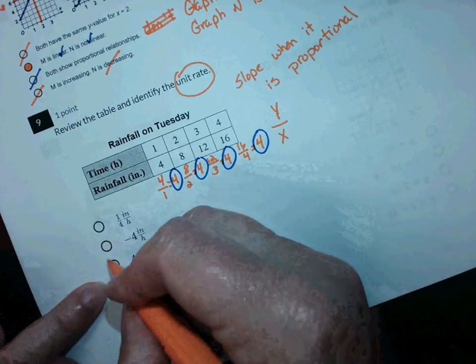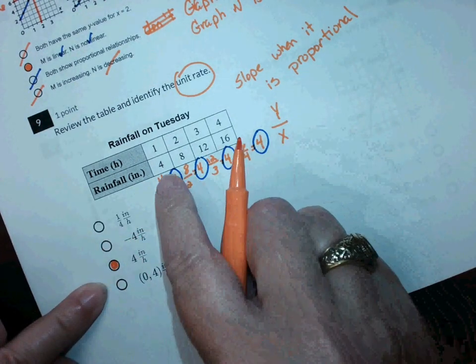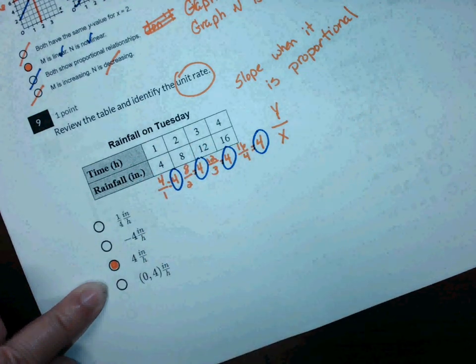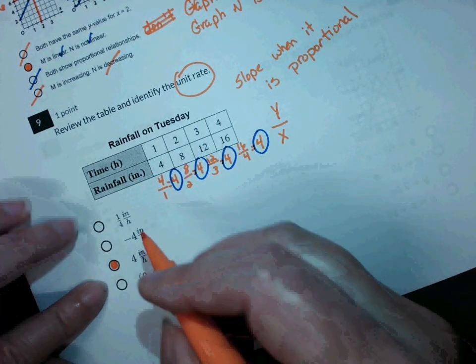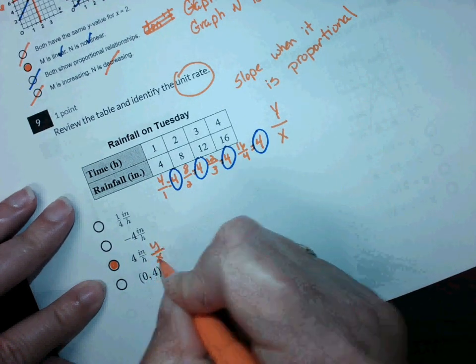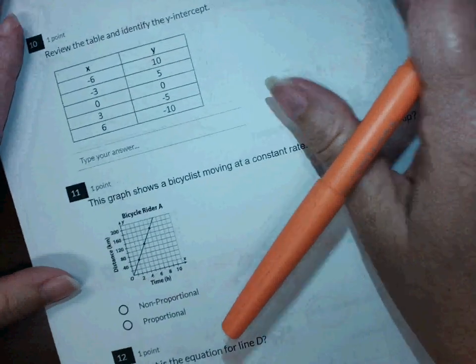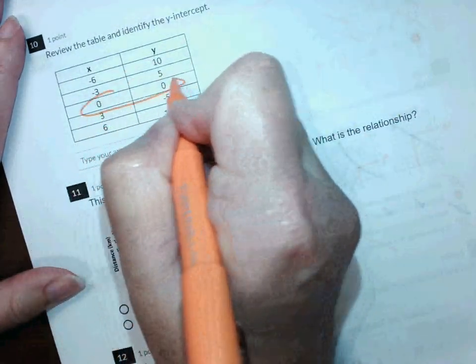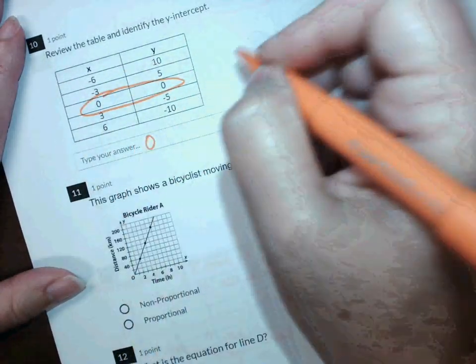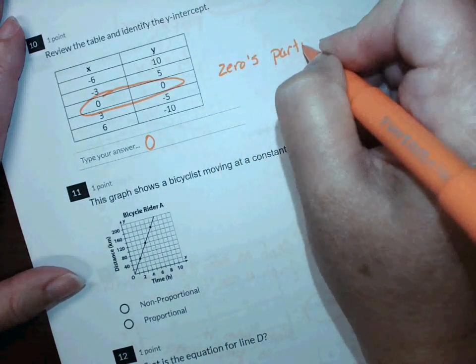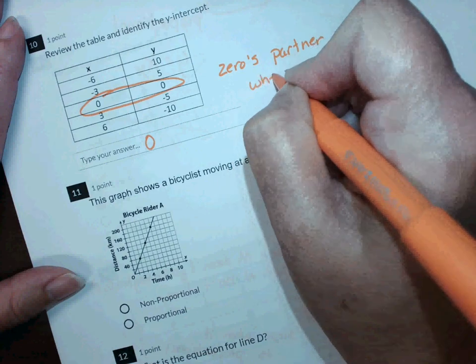4 inches per hour. 4 inches on top, per hour on bottom. Y over x. Okay? Number 10. It says identify the y-intercept. I love these. Zero's partner, right? Zero's partner. It's when x equals 0.